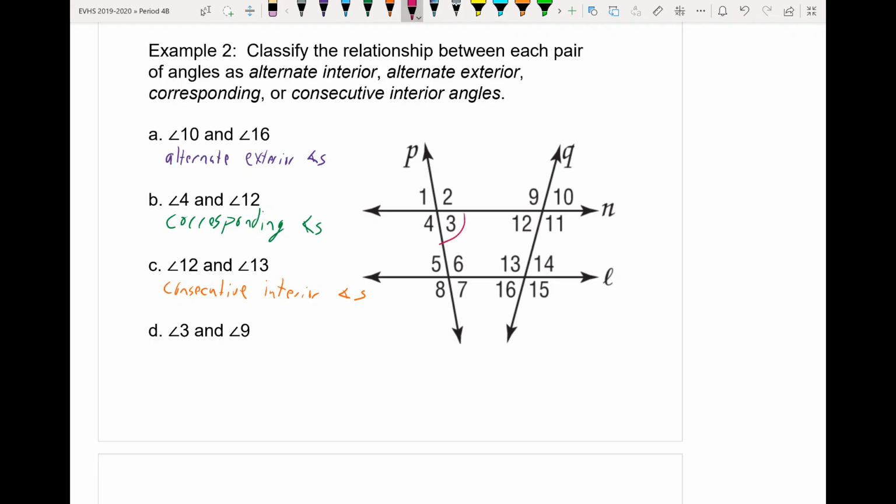And then now 3 and 9. Where's 3? There's 3. There's 9. Transversal line is N. And the relationship? Alternate interior angles. All right, any questions on how to identify those?